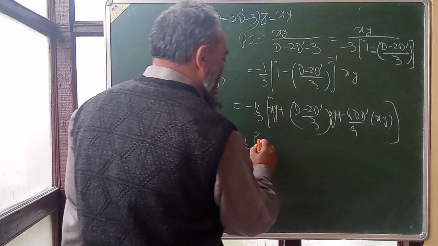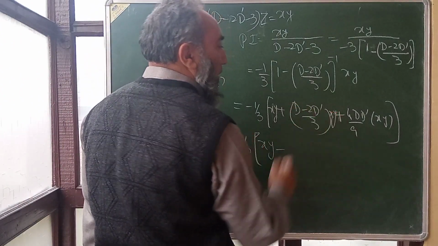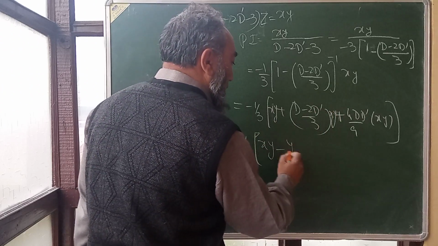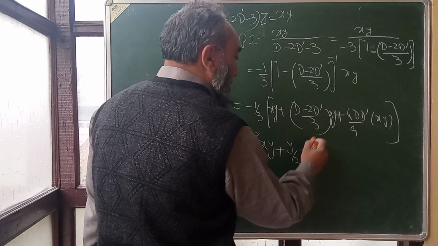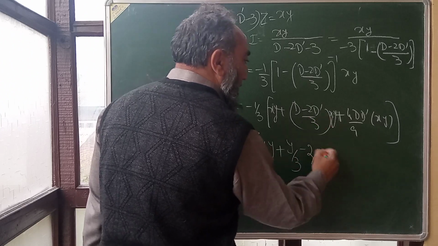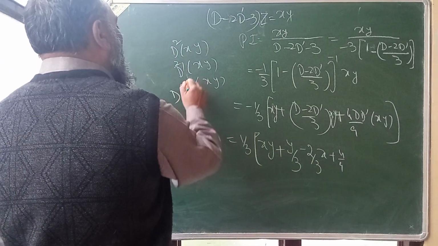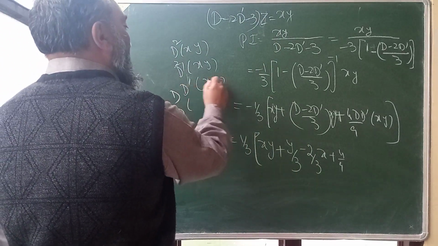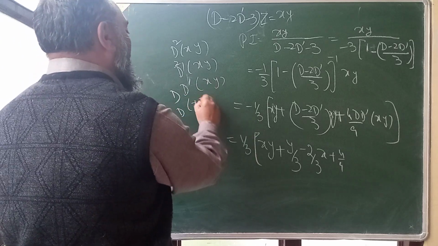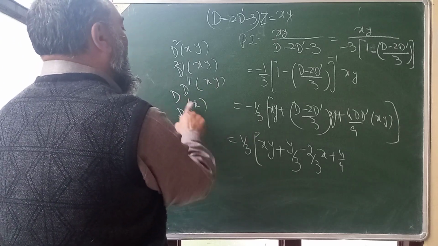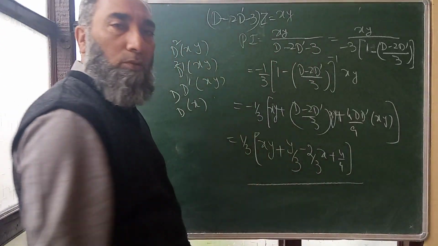So only these terms will remain. So what is the solution? xy, then differentiation of xy with respect to x is y upon 3, minus 2 by 3 D', which gives x, plus 4 by 9. See, D' of xy means differentiating with respect to y, it is x. Then D with respect to x gives 1, so it is 4 by 9 only. This is the particular integral.